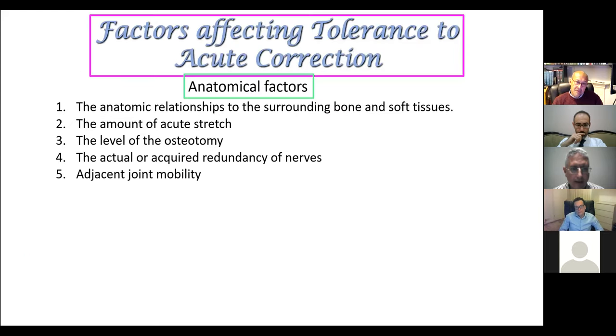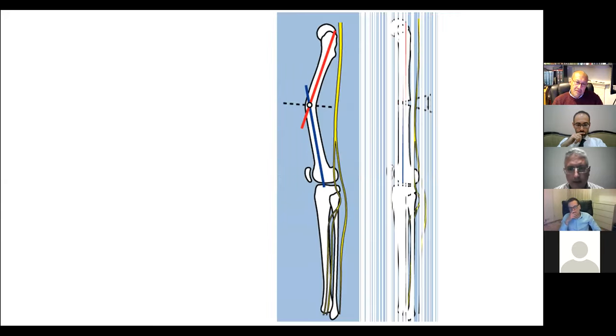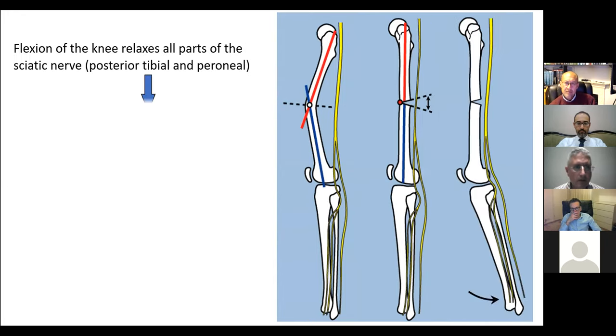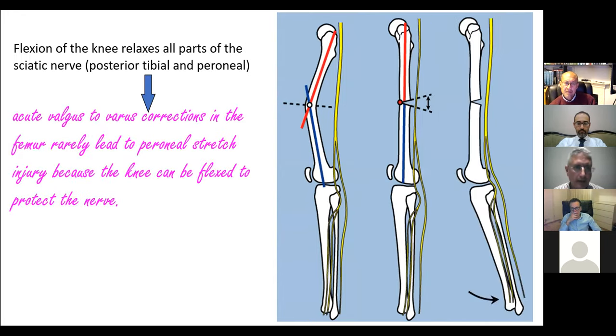The adjacent joint mobility is also a very important factor with acute correction of the deformity, as in this example. We have a correction of this procurvatum deformity. It makes a stretch on the sciatic nerve, while the mobile knee, the knee flexion, can release this stretch. So the flexion of the knee relaxes all the parts of the sciatic nerve.